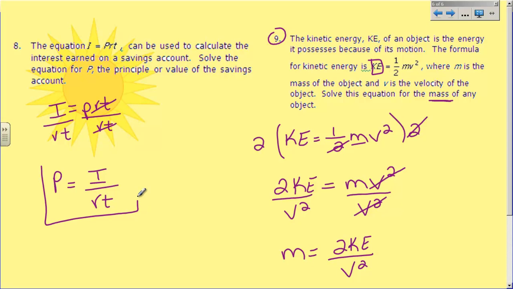So this is what it should be. This is hopefully what you got. You can divide by RT all in one step. You do not have to divide one and then the other, although you could have. But you can do it all at once. This is how you find the principal. It's the interest divided by the rate times the time. And so hopefully that's what you got.